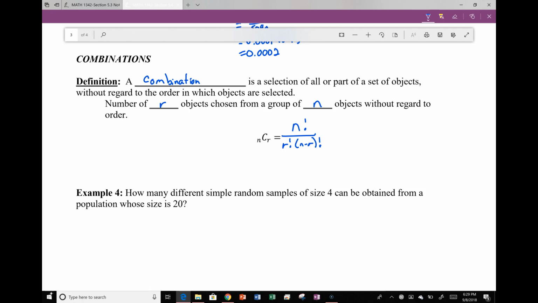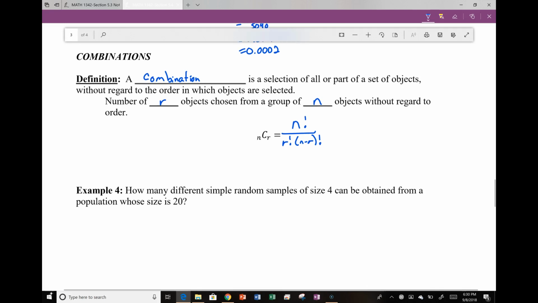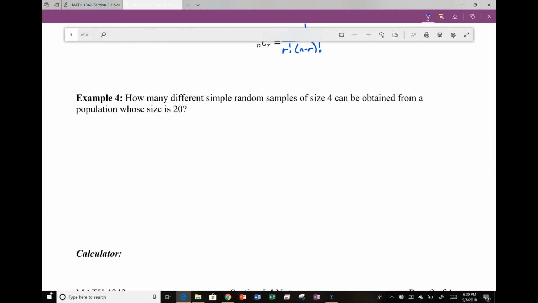When we calculate these, you will notice that there are fewer combinations than there are permutations. Because 4 people selected, if we don't care which order it's in, they can only be selected one way. But 4 people being selected in order, it changes how many we can have. There's more ways that we can have 4 people selected in order. So let's look at an example.